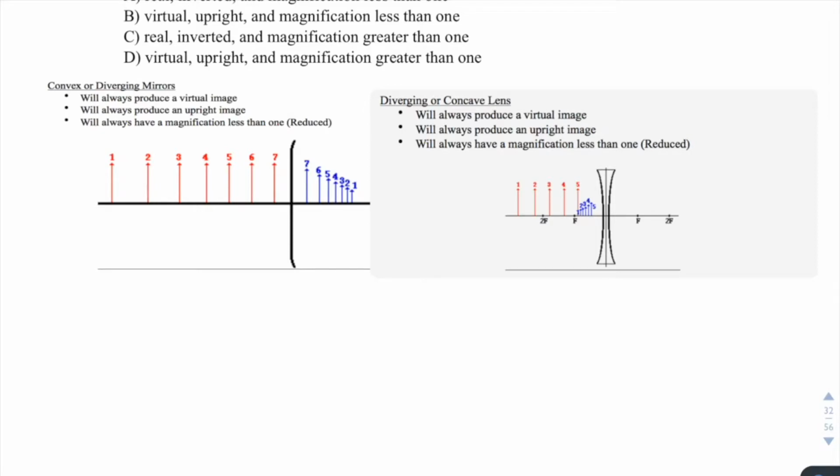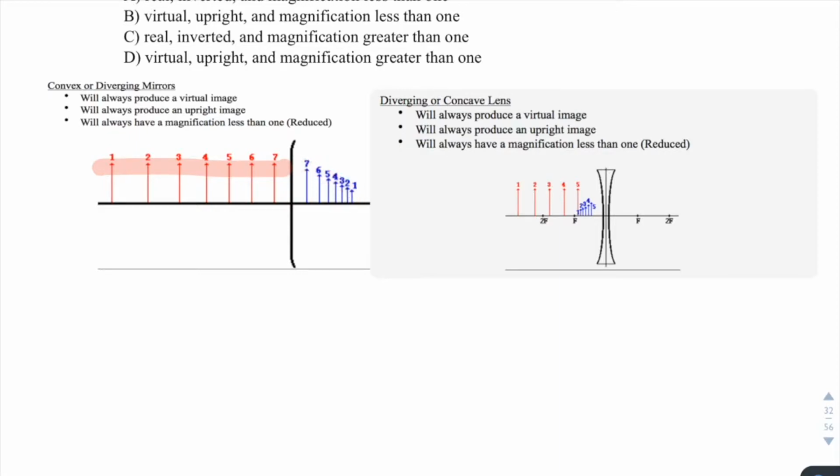Hey guys, so I wanted to take this question and talk to you about the uniqueness of diverging mirrors and diverging lenses. So diverging mirror, which is also a convex mirror, and a diverging lens, which is also a concave lens, both have the uniqueness in that they will always create virtual, upright, and reduced images. So on this left side here, we've got 7 different scenarios in the mirror, and all 7 of those scenarios create a virtual image that is upright and that is reduced.